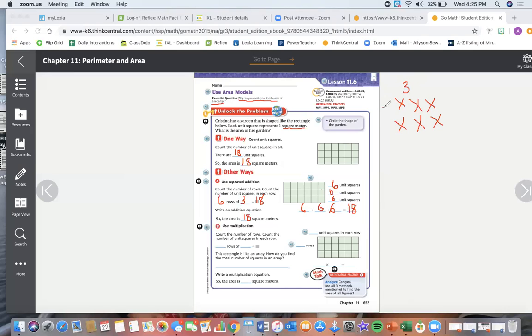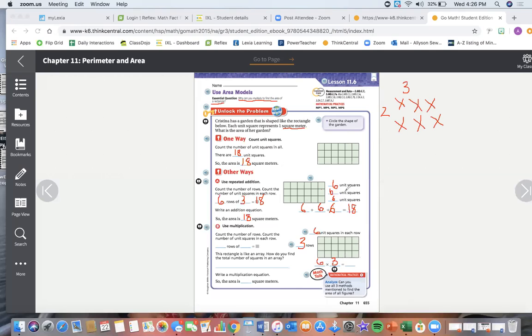3 times 2. Okay, so I have 1, 2, 3, 4, 5, 6 unit squares in each row and 3 rows of 6. So instead of adding 6 3 times, I can do 6 times 3. And because we practice those multiplication facts on reflex and in class, this is going to probably be the shorter way to do it. I shouldn't say easier. It might be the fastest way to do it.